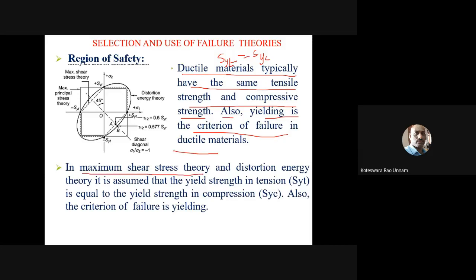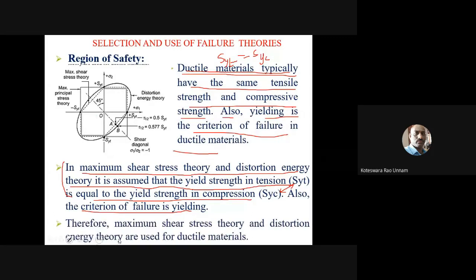In the maximum shear stress theory and the distortion energy theory, it is assumed that the yield strength in tension is equal to the yield strength in compression. It's because these two theories are used for ductile materials. Just now we wrote here that for ductile materials these two are the same, so these two theories also assume the same thing: SYT is the same as SYC. Also the failure criterion is yielding. So what we want to say here is that these two theories are most suitable for ductile materials. Therefore, the maximum shear stress theory and the distortion energy theory are used for ductile materials.